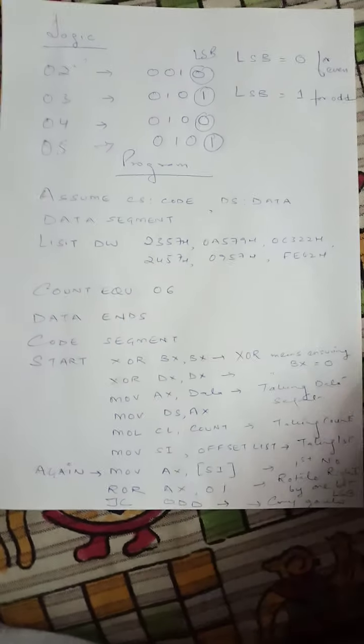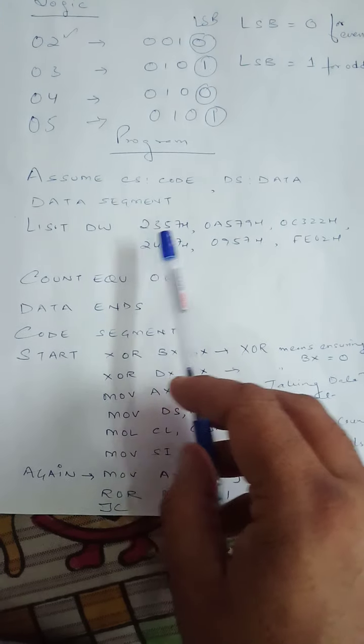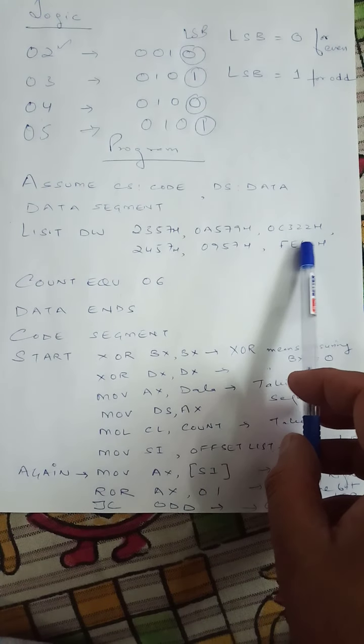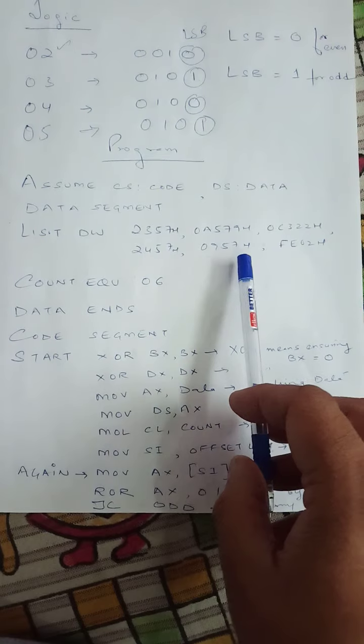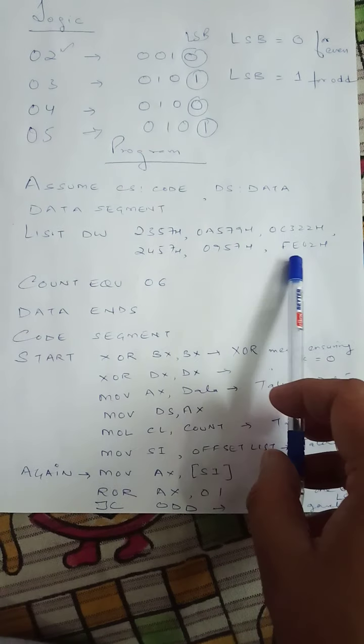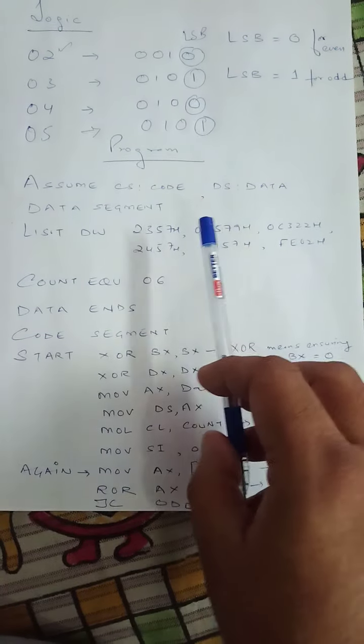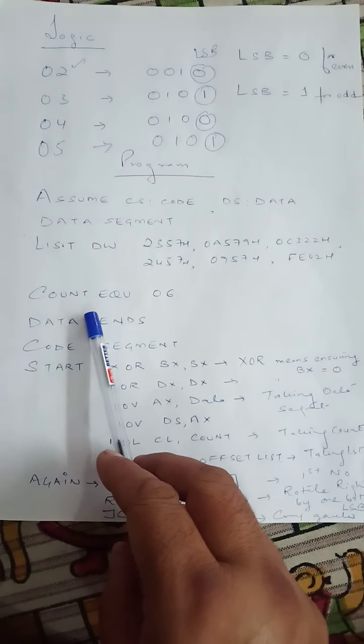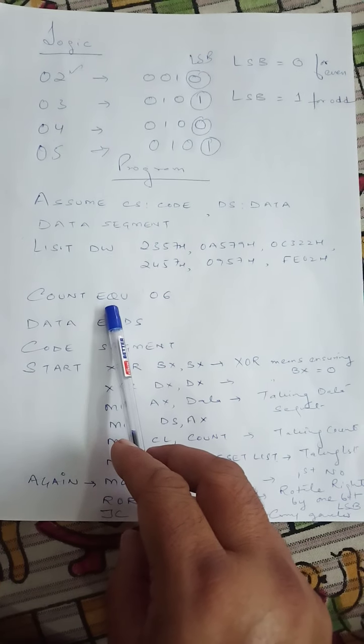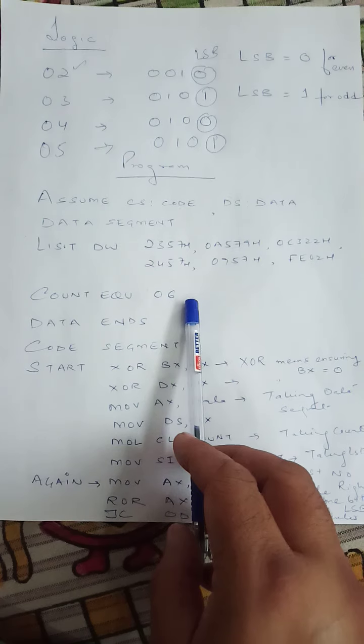So these are the six numbers: 2357, 0A579, 06322, 2457, 00957, FE02. We take these numbers and we take the count. We define the count with EQU, that is equal to 06. Now here the data ends.